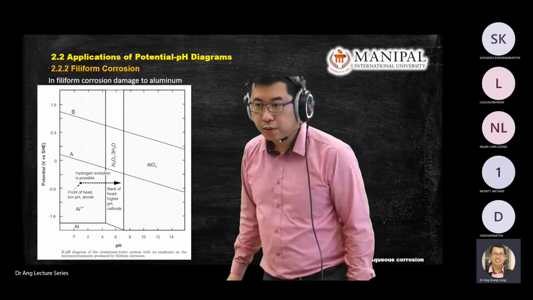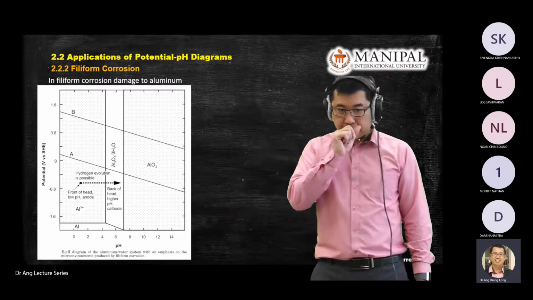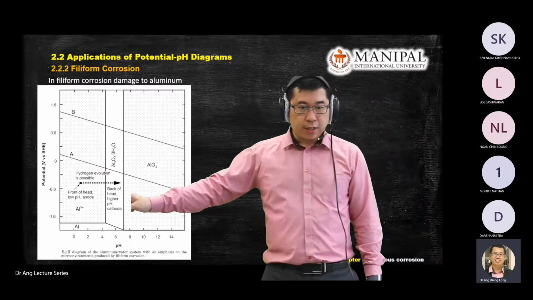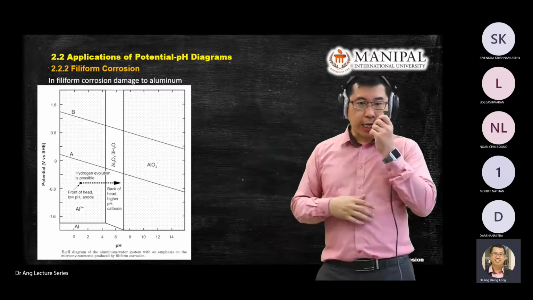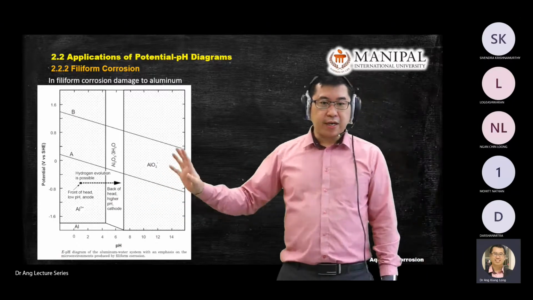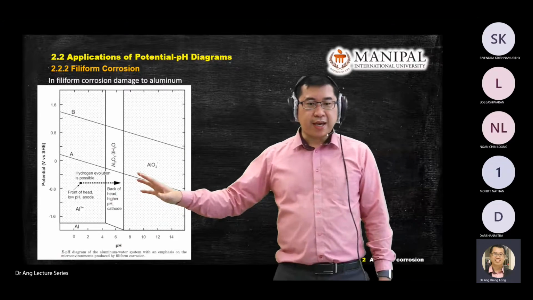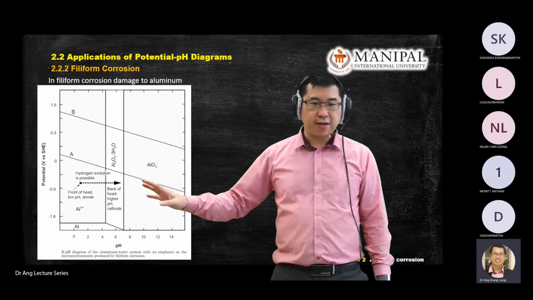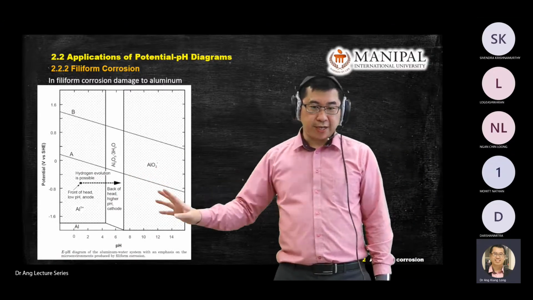AlO2, aluminum oxide. So the black arrow just to tell you, if you're given environment so and so, and then where is the head, where is the tail, what happened to the process.